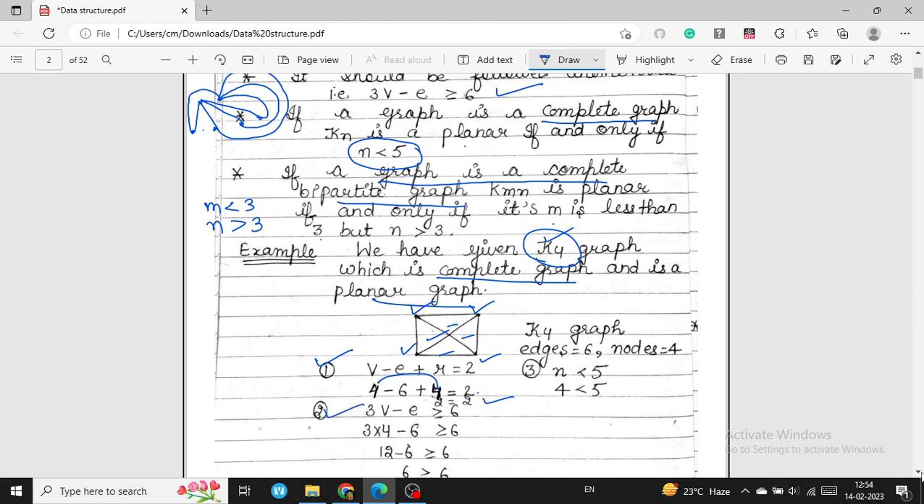Now we will apply the second rule: 3V minus E should be greater than or equal to 6. 3 multiplied by 4 is 12, 12 minus 6 is 6, which is greater than or equal to 6.